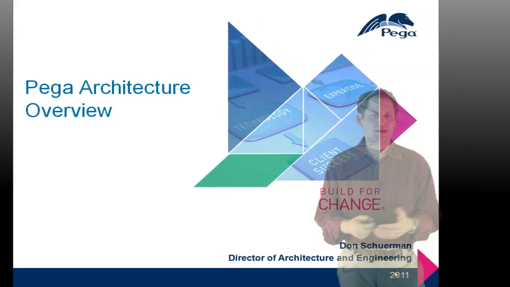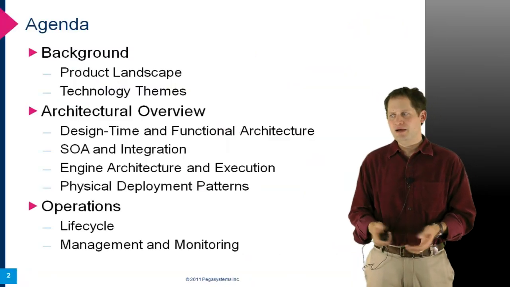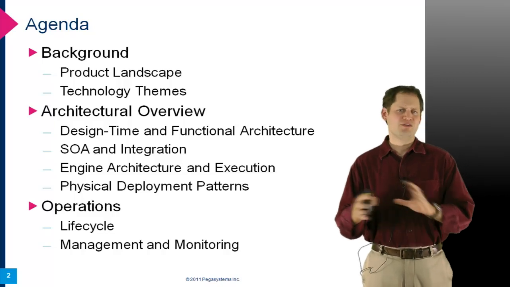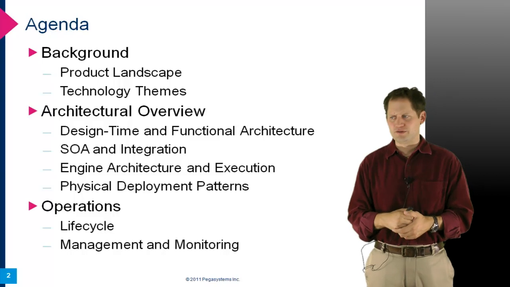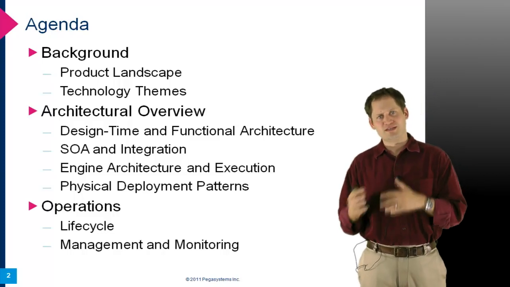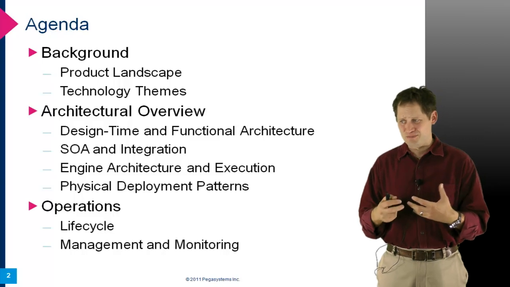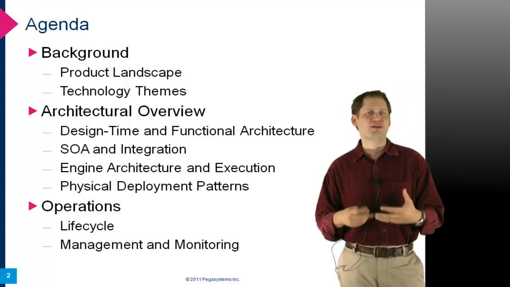This is Don Sherman. We're going to be talking about an architectural overview of Pega and Pega BPM today. The agenda we're going to go through is we're going to look a little bit at the product landscape of Pega, so the different frameworks and components that make up the overall Pega system product offering. We're going to look at the architecture of the product from both a functional perspective as well as a technology perspective. We'll look at engine architecture execution, and then we'll look at some things like security.